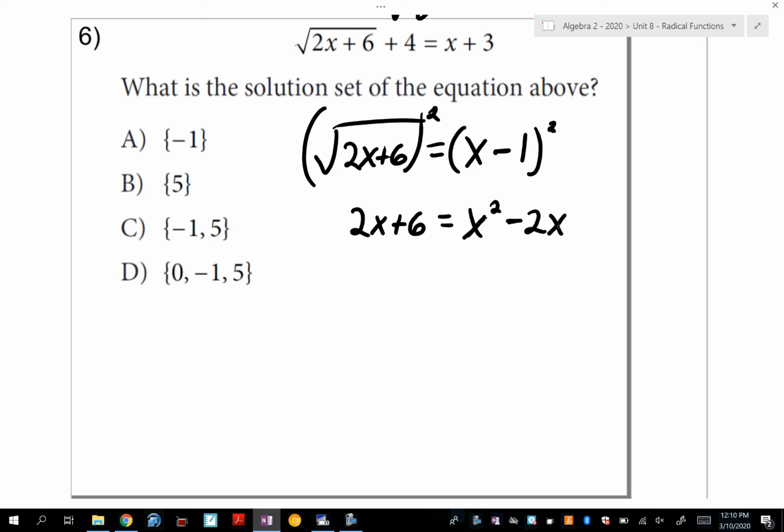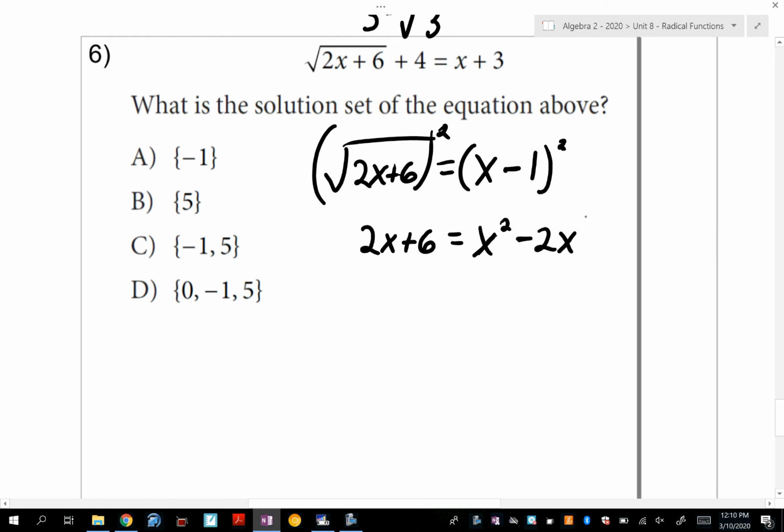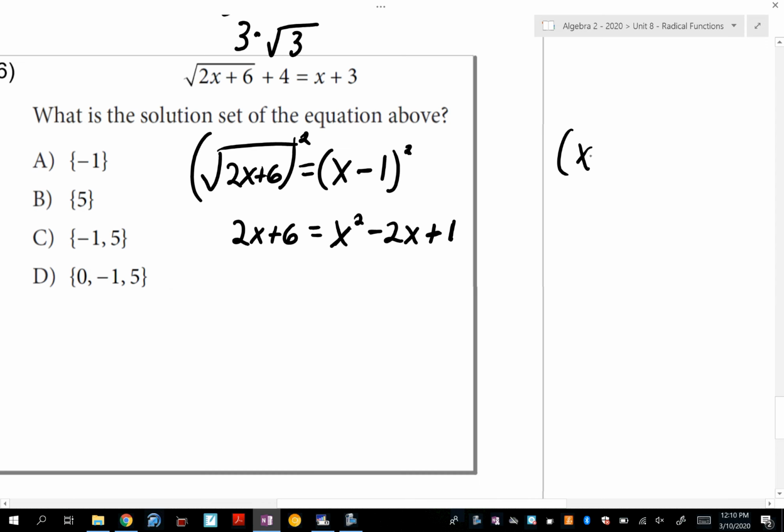You see that? X times negative 1 is negative 1x. If you double that, you get negative 2x. I doubled it, times 2. The last one is, what's negative 1 squared? Plus 1. It's doubling, it's multiplying, times 2. If you can't do that yet, just multiply this out. That's why I wrote it last time.